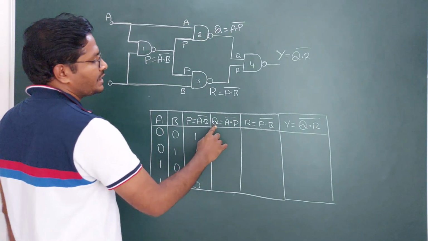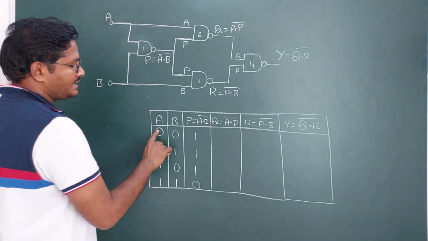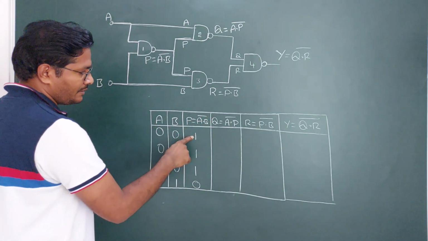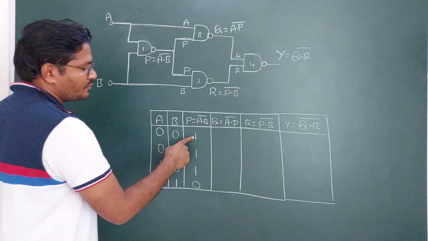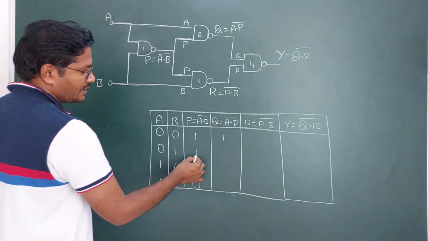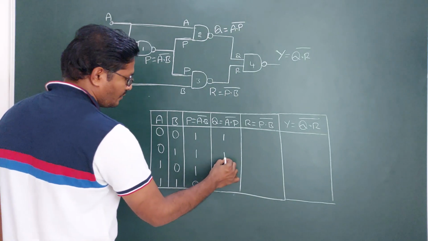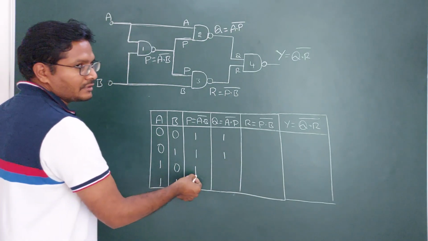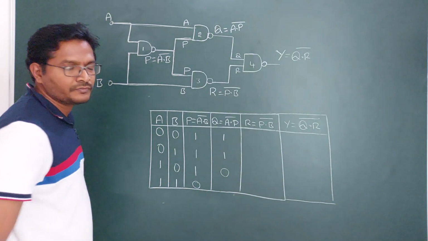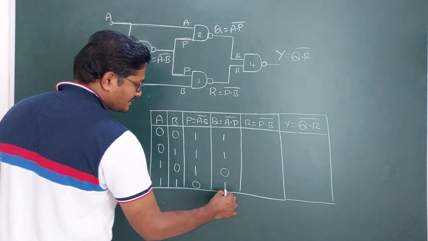Again you need to write Q. Q is nothing but A into P whole bar. Here is the P. So 0 into 1 is 0, and inverse is 1. 0 into 1 is 0, and inverse is 1. 1 into 1 is 1, and inverse is 0. 1 into 0 is 0, and inverse is 1.